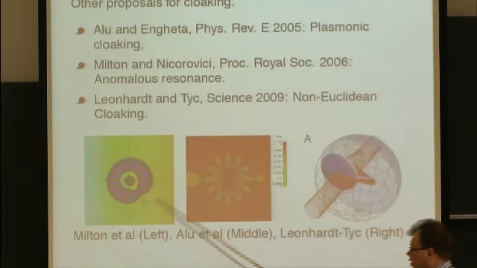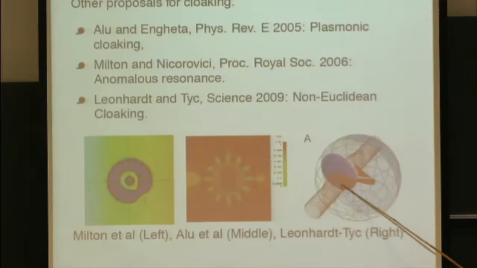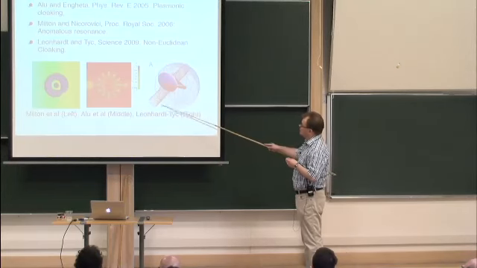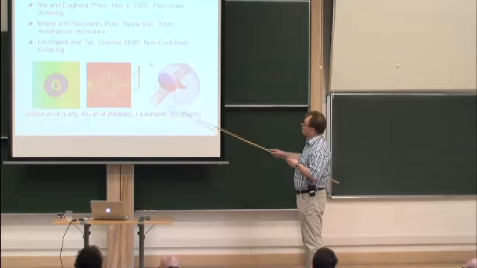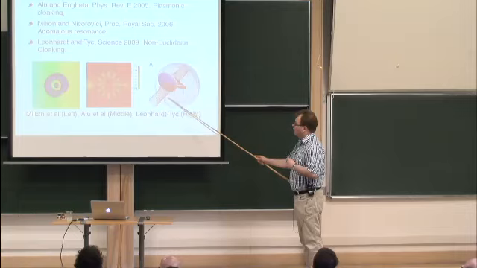This is exterior cloaking. Then Leonhardt and Tyc lately had an ingenious construction that is based on taking a ball that is actually a mirror and putting around it non-homogeneous media, so that light rays, when they go into the body, come out from the right direction. So this is like cloaking for light rays.